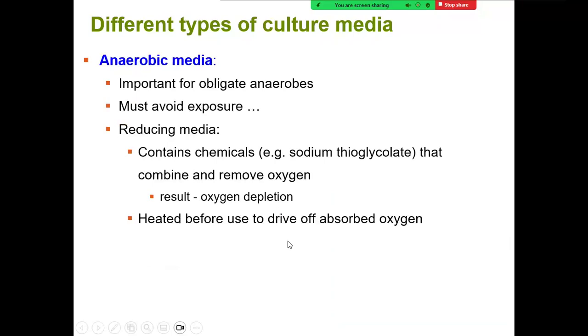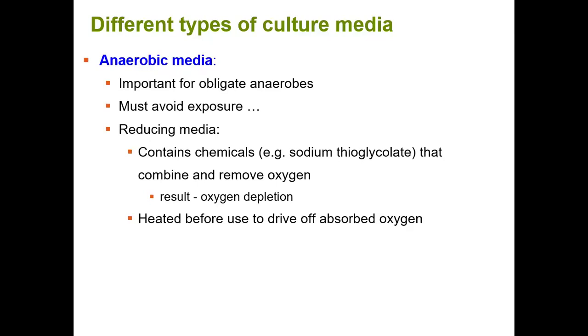We do have other types of media. We have an anaerobic media, and this will be an important media for growing obligate anaerobes, organisms that must avoid exposure to oxygen. An anaerobic media is sometimes called the reducing media because these media typically have chemicals in it, like sodium thioglycolate, that reduce the oxygen in the media and combine with and remove the oxygen, resulting in oxygen depletion.